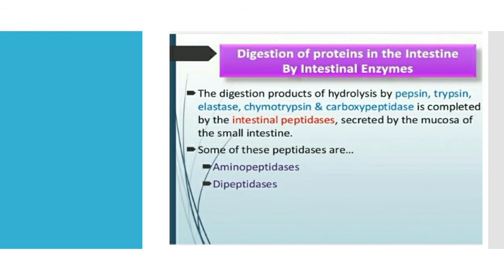Digestion of protein in the intestine by intestinal enzymes. The digestion of the products of hydrolysis by pepsin, trypsin, elastase, chymotrypsin, and carboxypeptidase is completed by the intestinal peptidases secreted by the mucosa of the small intestine. Some of these peptidases are aminopeptidases and dipeptidases.